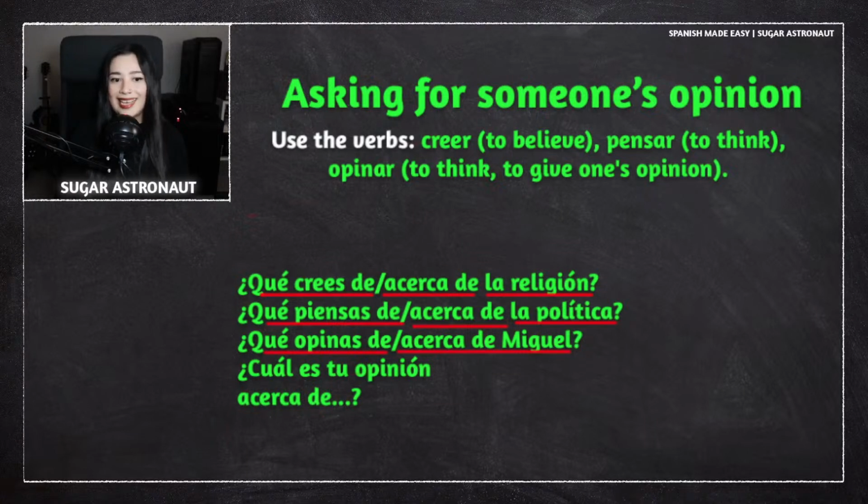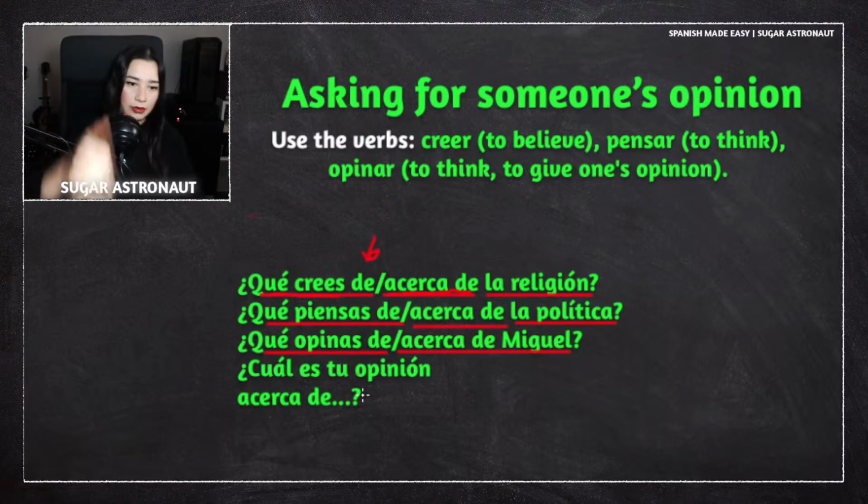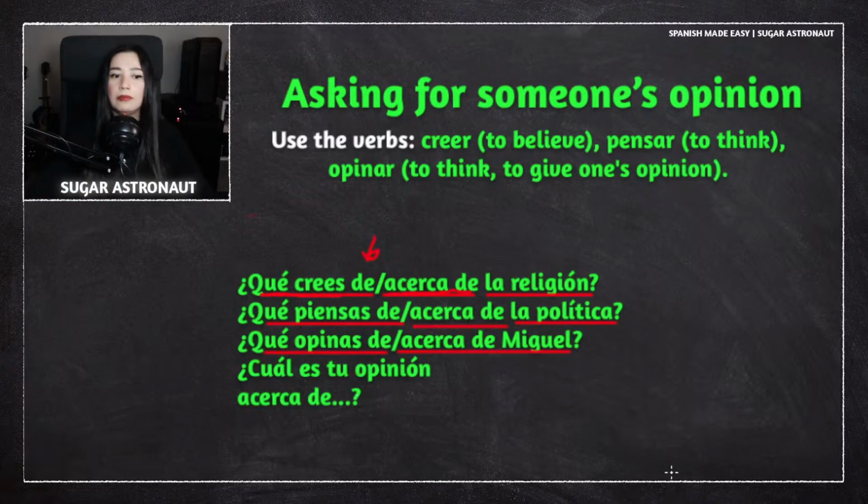If you're talking about someone, acerca de is just the term you need. Even if you don't want to complicate your life, you can just say acerca de for the three questions. You might hear some Spanish speakers say ¿qué crees de la religión? And that's correct, so de is also used. But if you're talking about Miguel and want to use ¿qué crees?, I would use acerca de. ¿Qué crees acerca de Miguel? For the last two, ¿qué piensas de Miguel? That's good. ¿Qué opinas de Miguel? That's good as well. You can also say ¿qué piensas acerca de Miguel? That's 100% correct. Same with ¿qué opinas acerca de Miguel? That's correct as well.